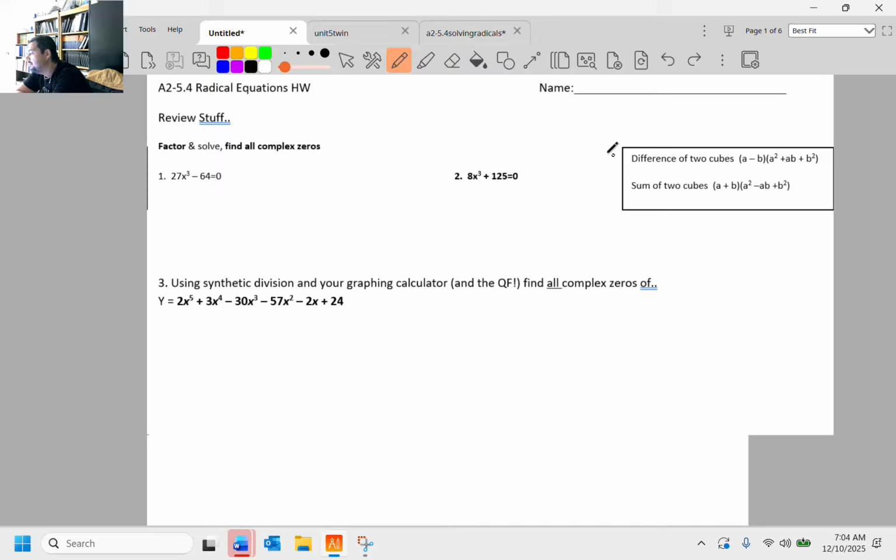This is a sum of two cubes pattern. Formula's given to you right there. This is a 2x that's been cubed plus a 5 that's been cubed. If you have number sense, that makes sense. So everywhere I see an a, it's going to be a 2x, and everywhere I see a b, it's going to be a 5. So it's going to start off with 2x plus 5, then a 2x squared, which is 4x squared, minus 2x times 5, which is 10x, and then plus 5 squared, which is 25. Still equal to 0. By ZPP, 2x plus 5 is 0, so x is going to be negative 5 halves.